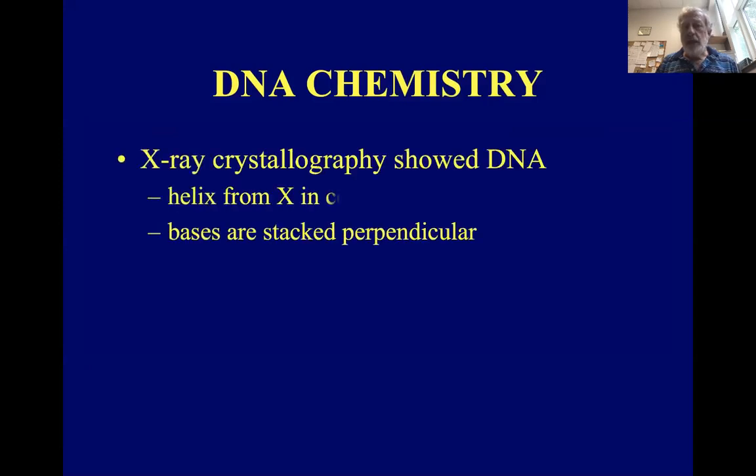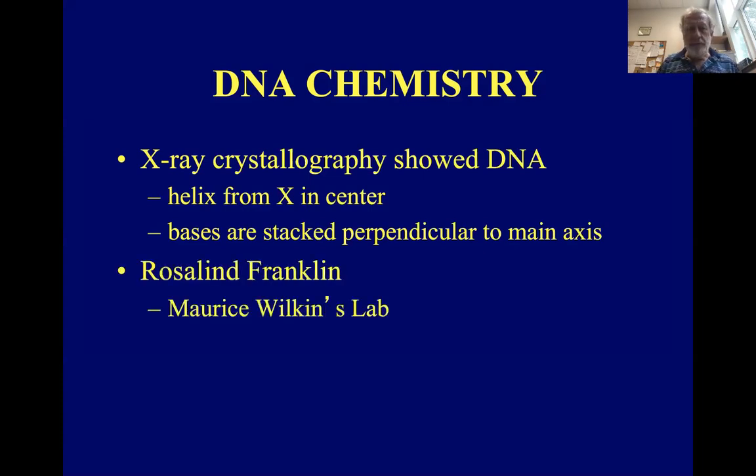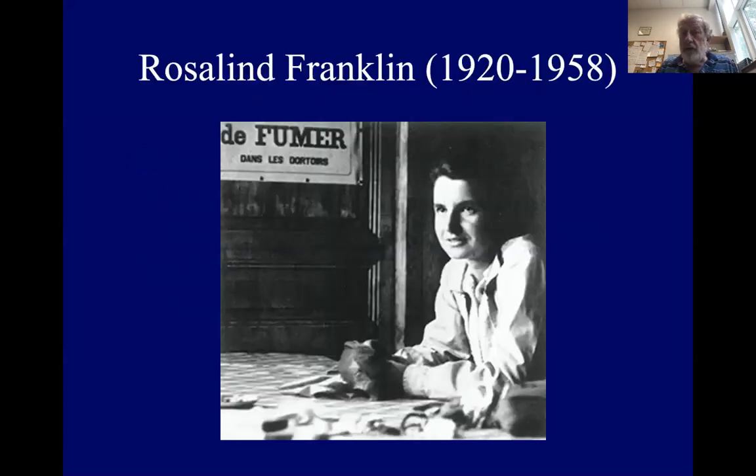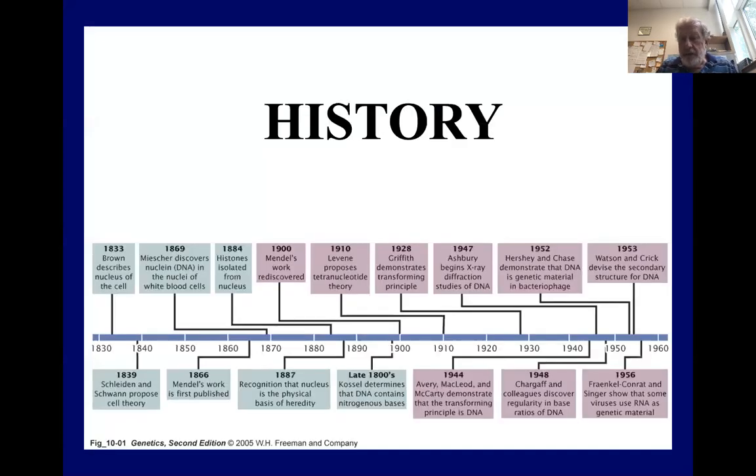So, X-ray crystallography is a technique that showed that DNA is a helical molecule with bases stacked perpendicular to the long axis of the molecule. And the woman that did this work is Rosalind Franklin, and her boss, Maurice Wilkins, ended up sharing the Nobel Prize for this work. Talk about that more later. There's Rosalind, and she died at age 38 of cancer. X-ray crystallography, of course, uses X-rays, and she may have died from cancer due to too much X-ray exposure.